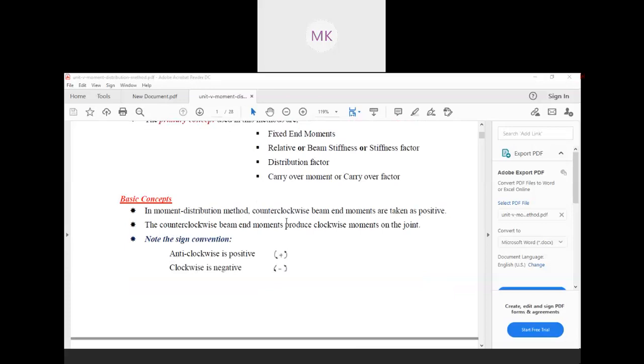In the moment distribution method, counterclockwise beam end moments are taken as positive. The counterclockwise beam end moments produce clockwise moment on the joint, and we are using the sign convention that anticlockwise is positive and clockwise is negative.